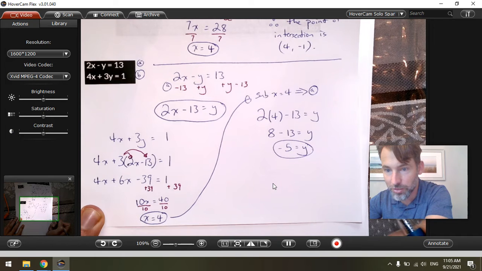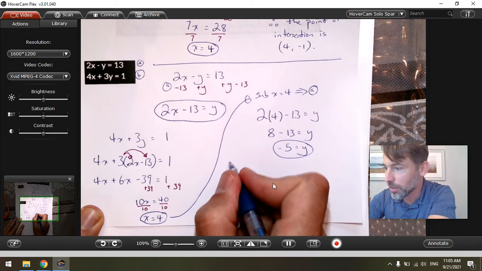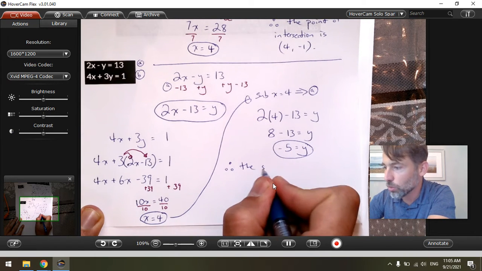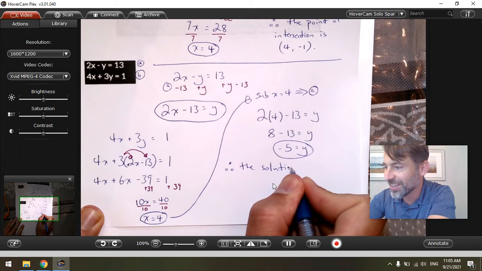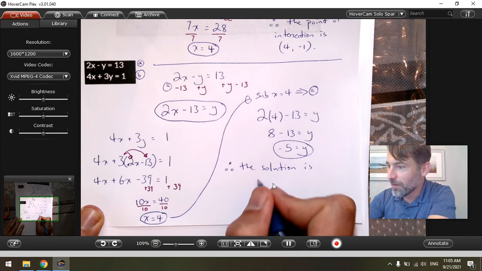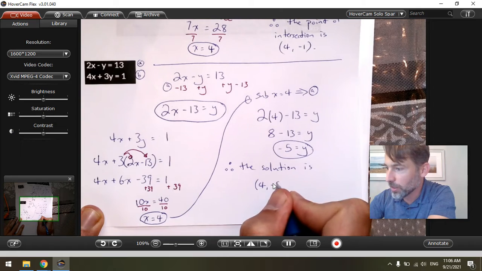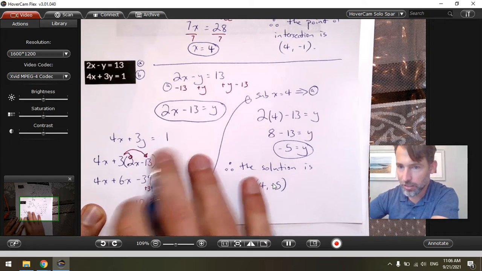Circle it, the other half of your answer. Now, write a therefore statement. Therefore, the solution is 4, negative 5.